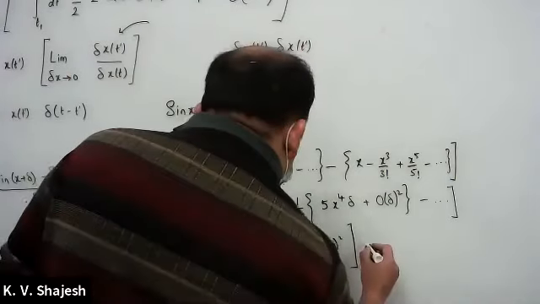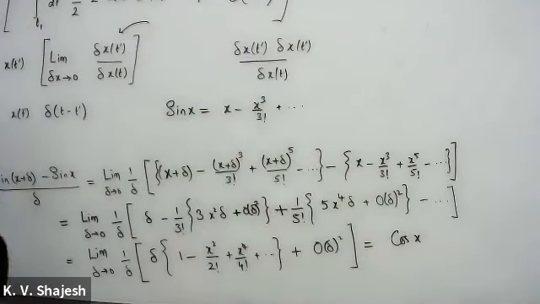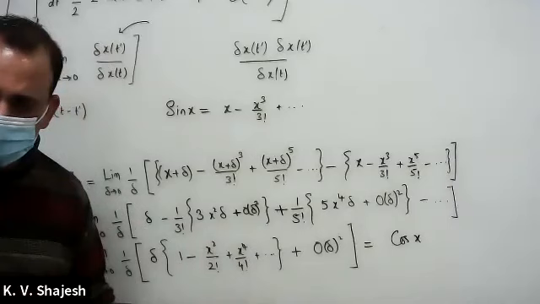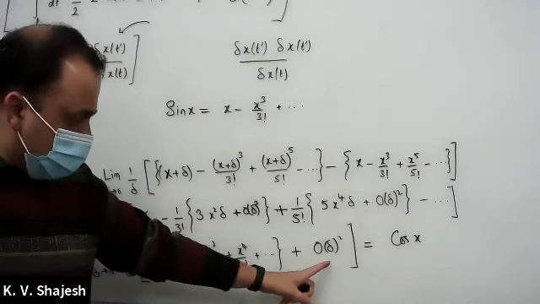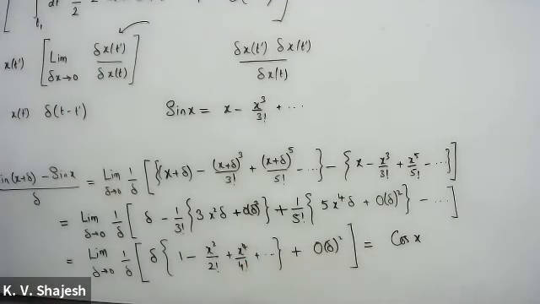And that's equal to cosine of x. But that this is going to 0, it's not an approximation. This is in the limit delta tends to 0, that's exact. Is that convincing? Yes, thank you so much.